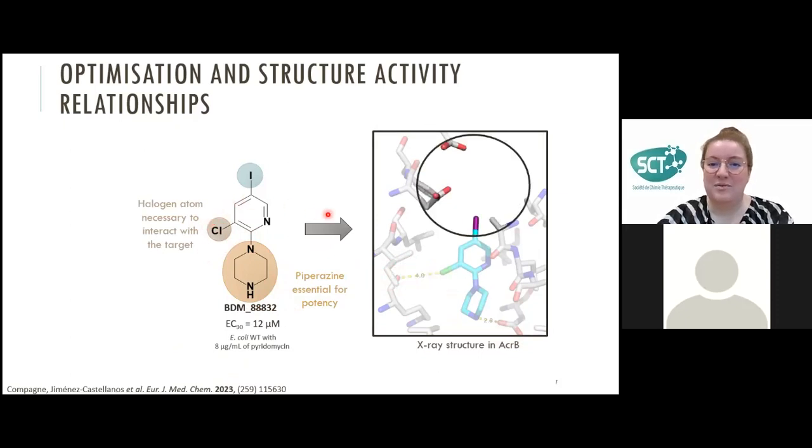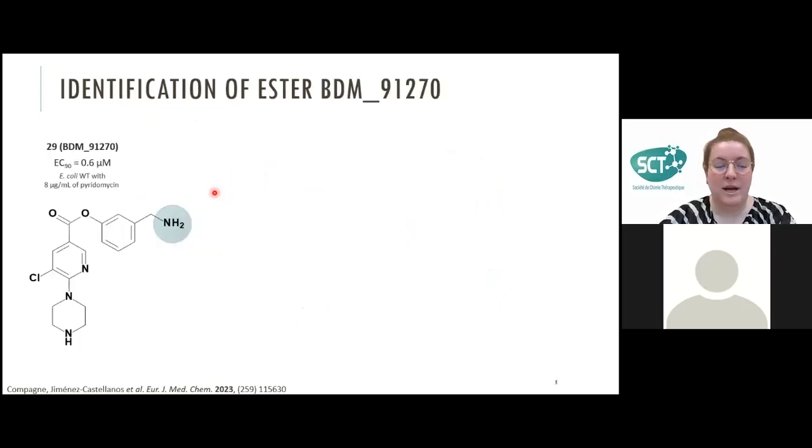And next, in position 5, you can see here that there is actually a lot of space to introduce various substituents. More precisely, you can see the presence of different residues, such as this aspartic acid and glutamic acid. So for our design approach, we decided to introduce a basic substituent at this position to try and create a new interaction with these acidic residues. That's how we identified this compound, STR29, which was extremely potent with an EC90 of 0.6 micromolar.